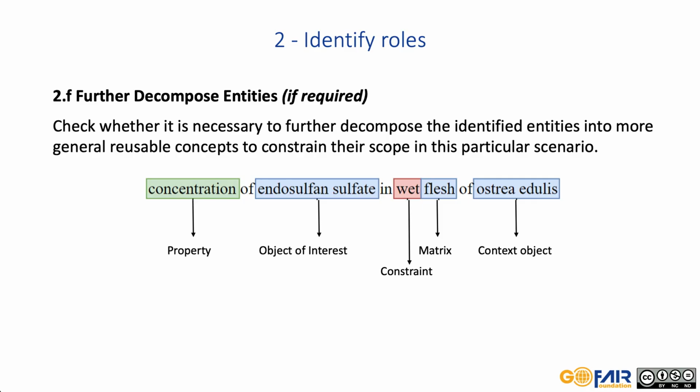Revisit the identified entities, object of interest, matrix, and context objects once again. Check whether it is possible or necessary to further decompose them into more general concepts and identify them as constraints that can find their scope in this particular scenario.